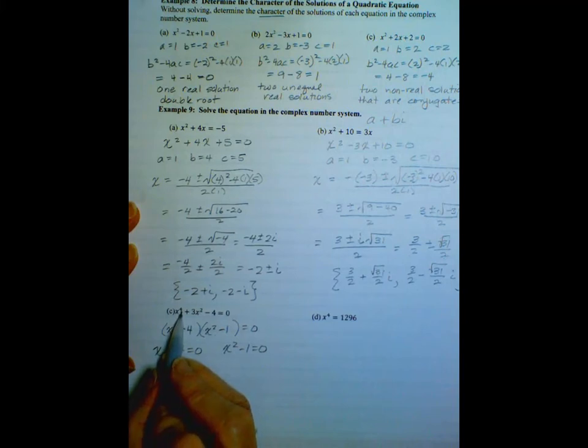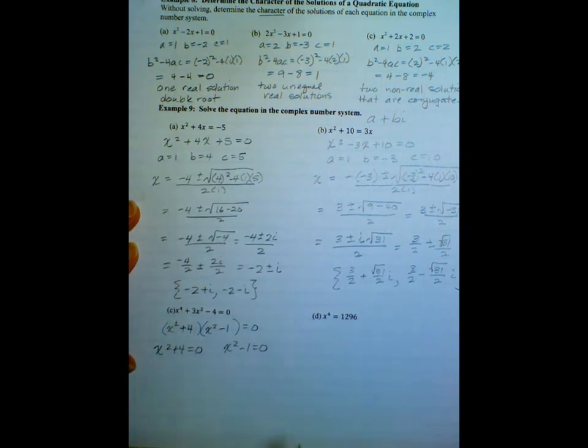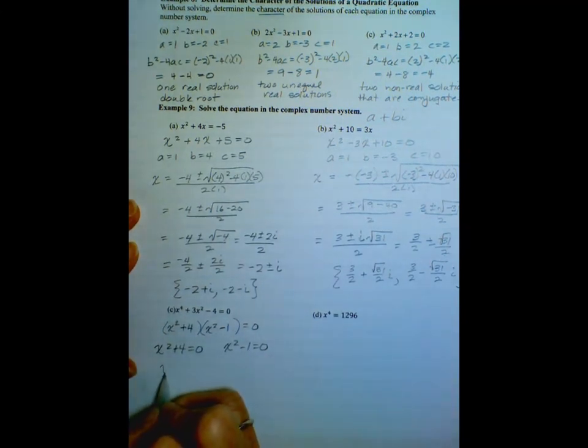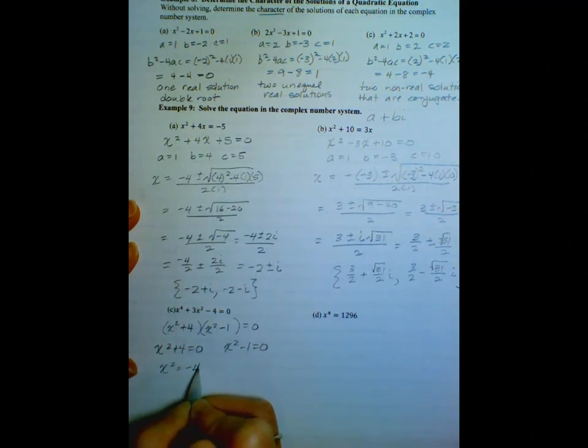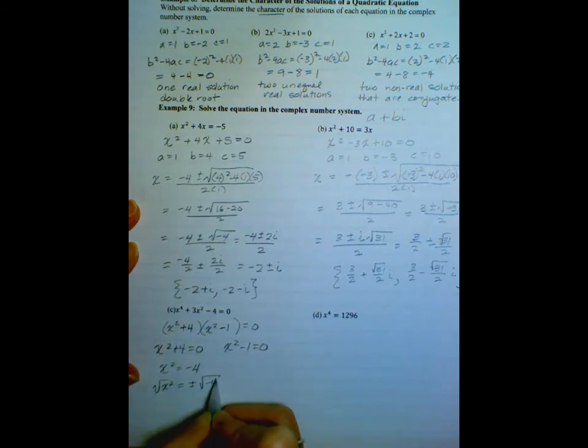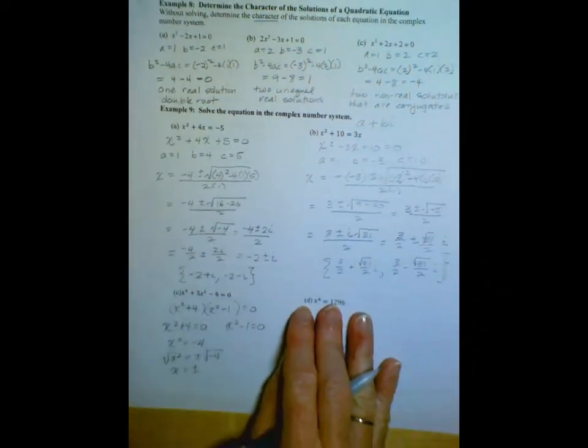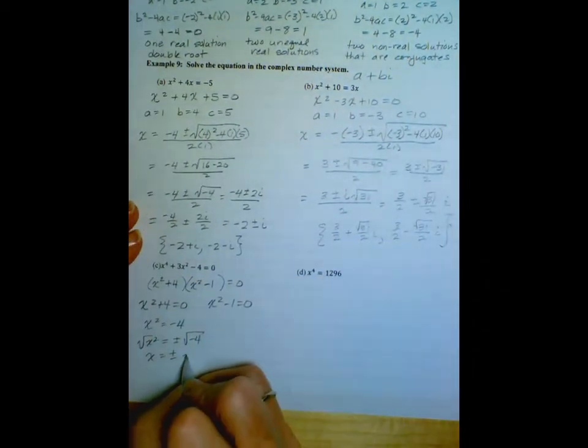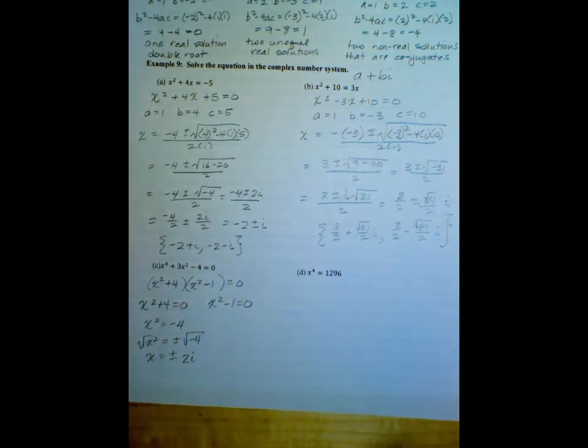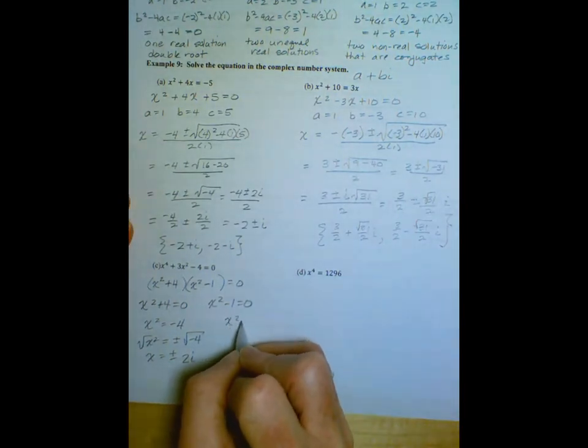We're looking, because it's a 4th degree, there should be 4 solutions. Let's see. X squared equals negative 4. Aha! This is where our imaginaries will come in. The square root of x squared equals plus or minus the square root of negative 4. So x equals plus or minus, what's the square root of negative 4 again? 2i. Radical's gone.